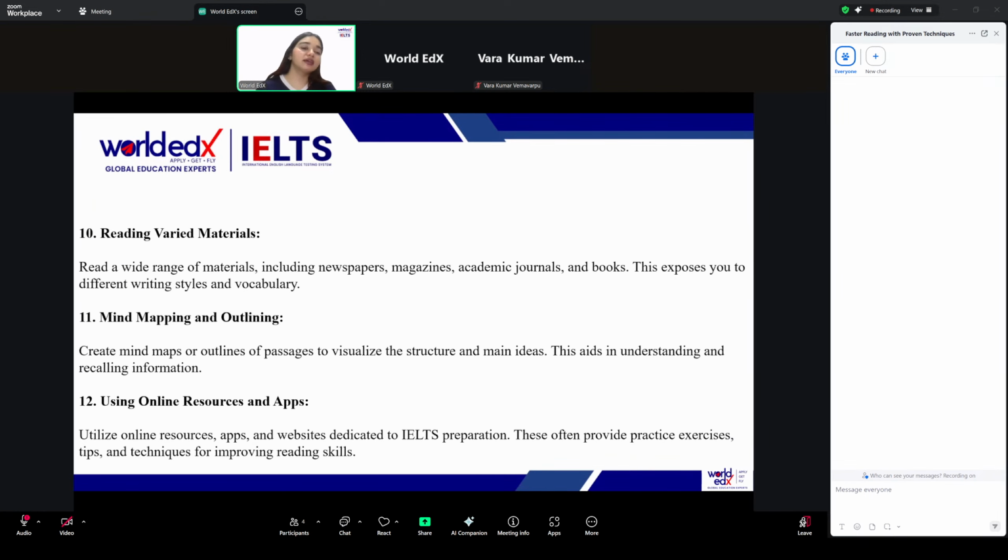The next is reading a variety of materials. You can read magazines, you can read newspapers, academic journals, and books. They will expose you to a lot of vocabulary. Write down those vocabularies and keep on learning them so that you don't forget them. The next is mind mapping and outlining.